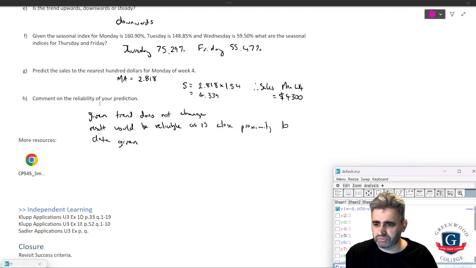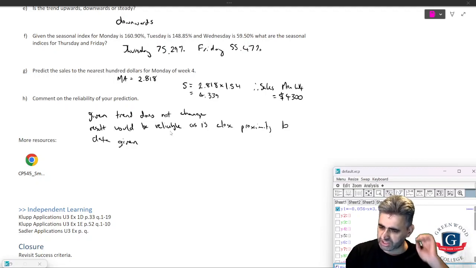And if we comment on the reliability of the prediction, given that the trend doesn't change, because if the trend changed, the prediction would be useless because we're using extrapolation. The result would be reliable as it's in close proximity to the data given. We're not going a long way away, so extrapolation in close proximity to the data set is going to be reasonable.